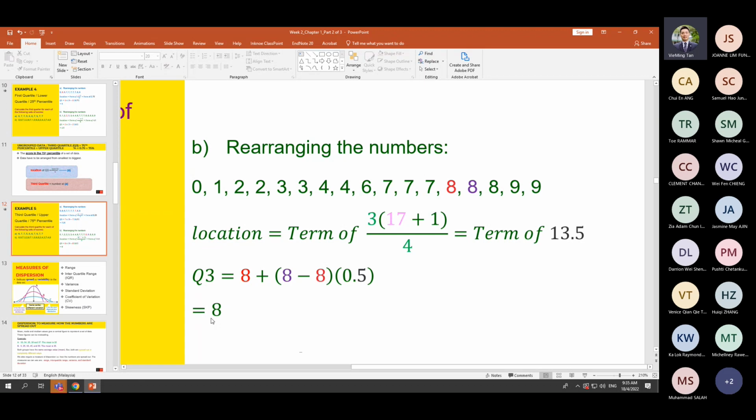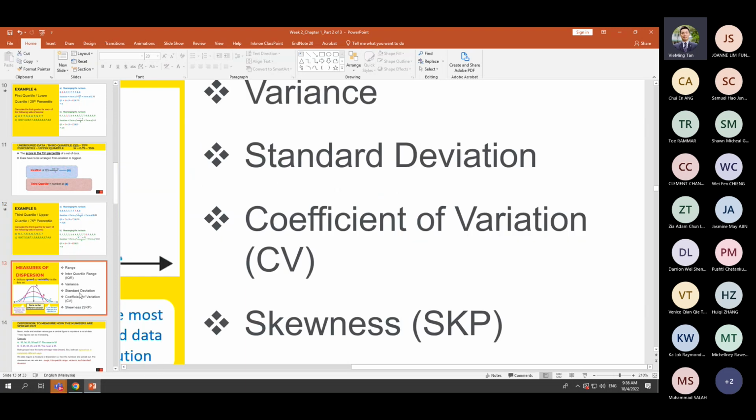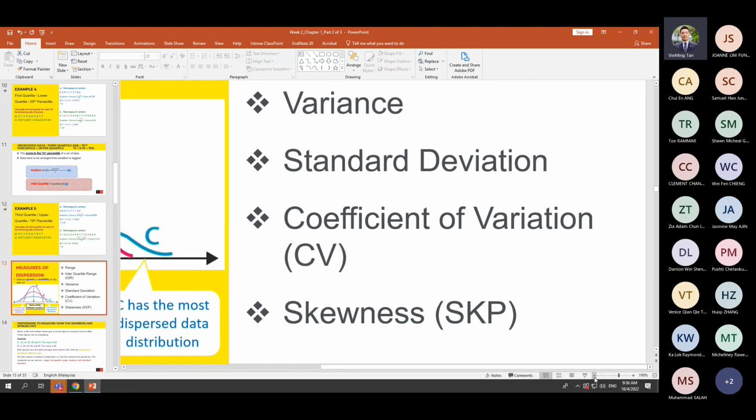So far we have studied all the locality measurements, which include the mean, mode, median, first quartile, and third quartile. These are locality measurements, whereby we can only identify the value of a certain location from the data set. One value only. The next part, we are going to study in more detail. We want to understand more about the data that we have collected.